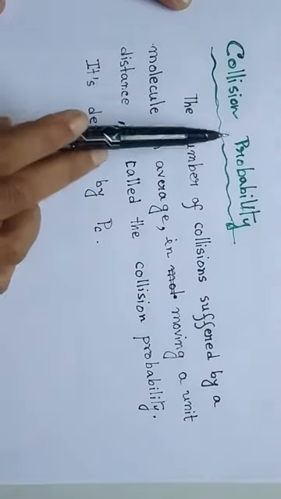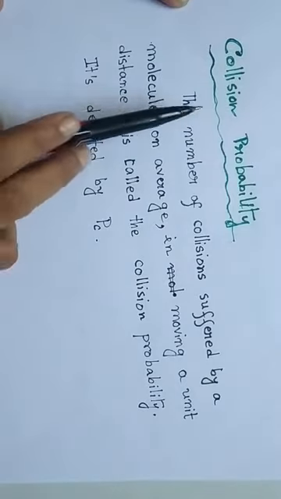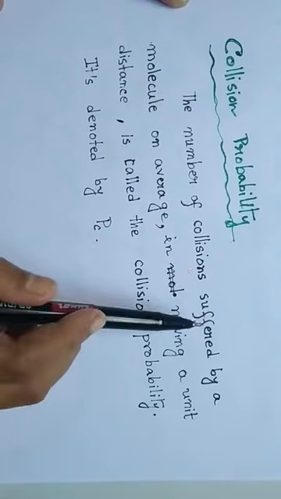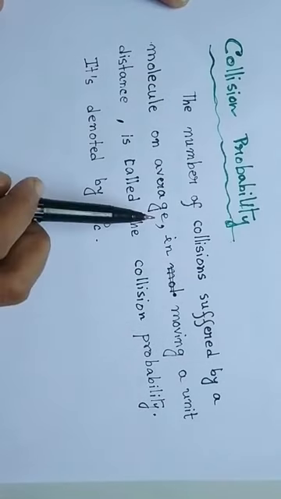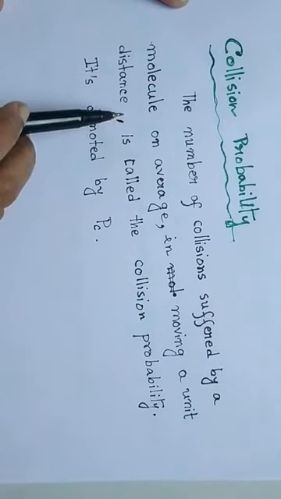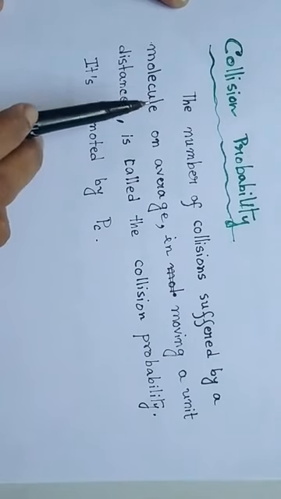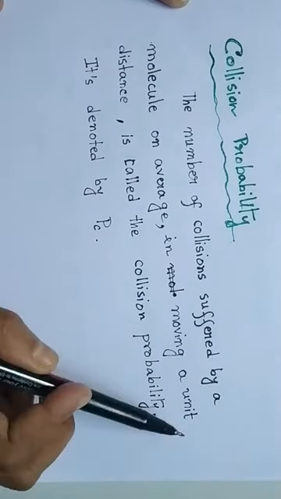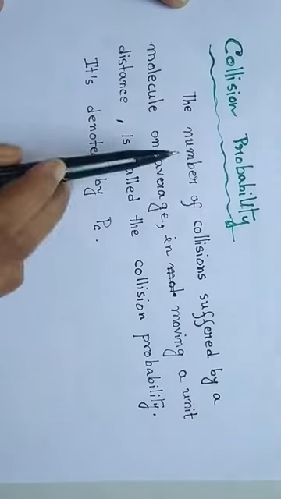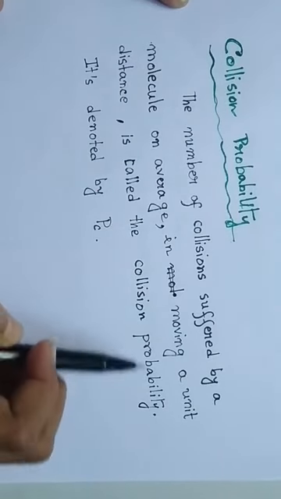So next is collision probability. Okay, so it is defined in this way. Collision probability is the number of collisions suffered by a molecule on average in moving a unit distance. So if you consider a molecule, and you observe that it is moving a unit distance, the number of collisions suffered by that molecule on average in moving that unit distance is called collision probability.